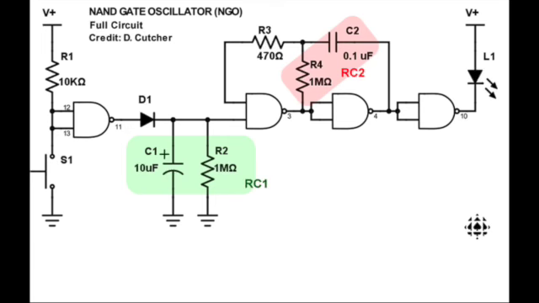This is the NAND gate oscillator. There are two resistor and capacitor circuits in here. There's RC1 and RC2. RC1 will control how long the oscillation will last, while RC2 will control how fast the oscillation speed is. But what is an oscillation?